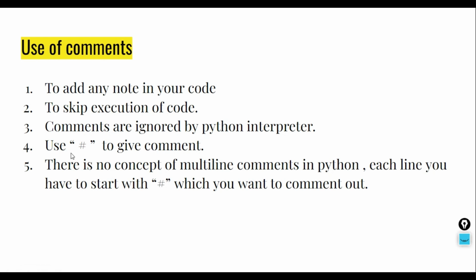Then how do we give a comment in Python? You have to use the hash symbol. Whichever line you want to comment out, that line should start with hash. There is no concept of multi-line comments in Python. Each line that you want to comment out has to start with hash. In C and JavaScript we have multi-line comments, but in Python we don't. So we will see practically how to give comments.